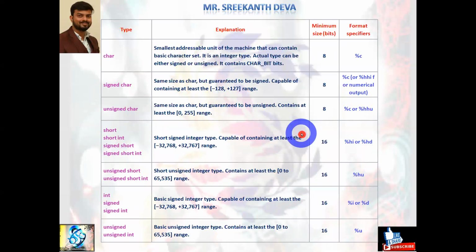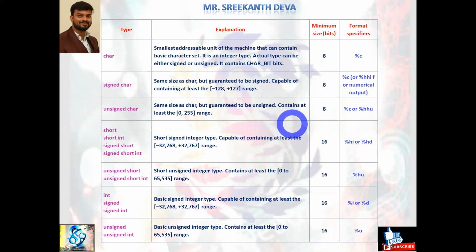C99 version. See, also I provided the different data types with some definition explanation, size in bits, and format specifiers. In C language, if you want to represent a particular data type, you must write the format specifiers. Okay, here char is a keyword. It is the smallest addressable unit of the machine that can contain the basic character set. It is an integral type. Actual type can be either signed or unsigned.